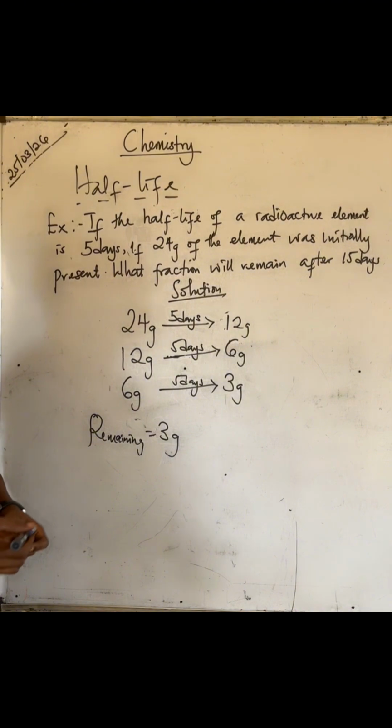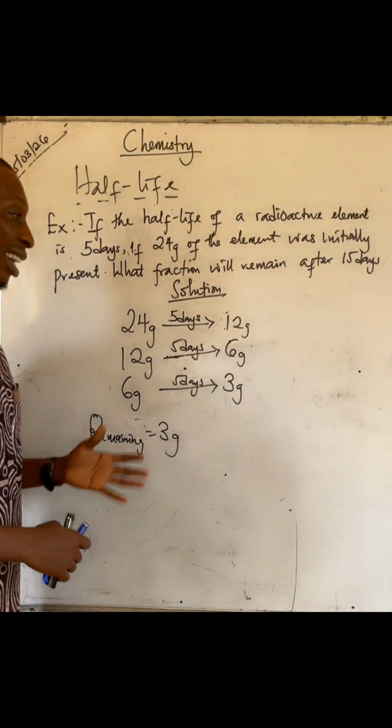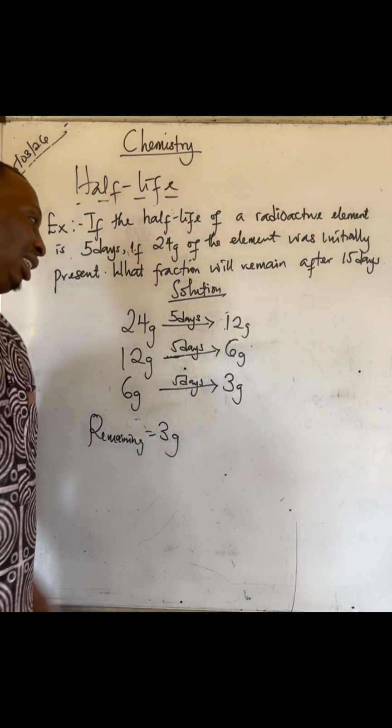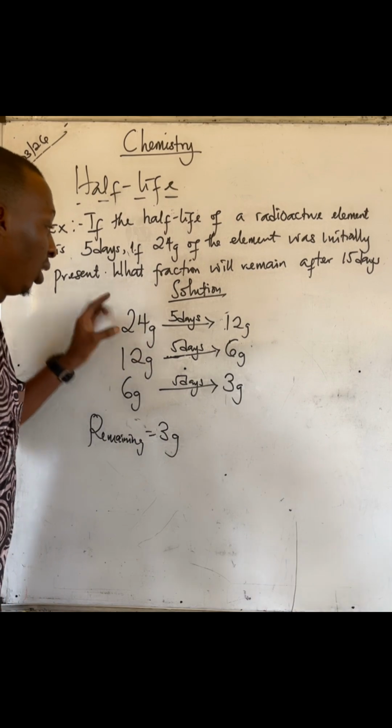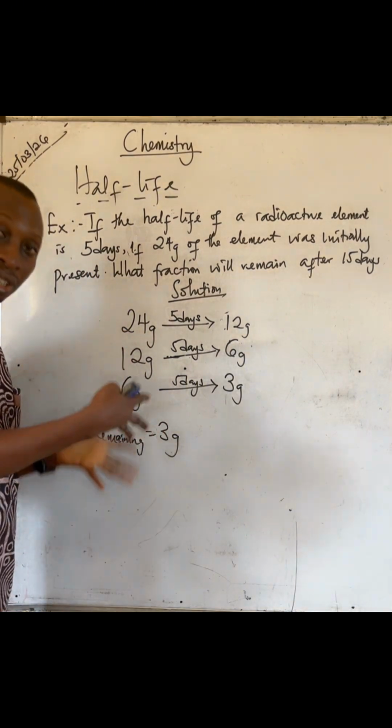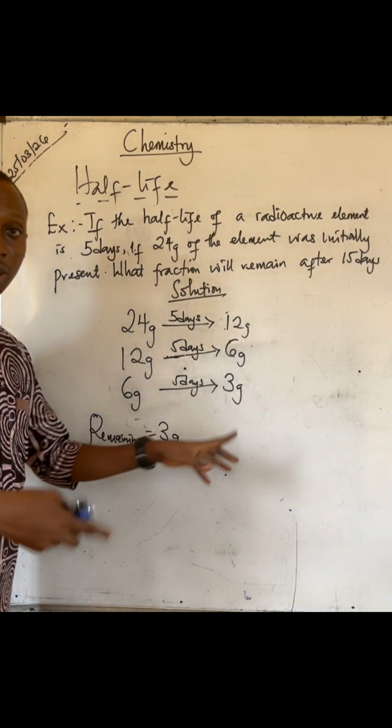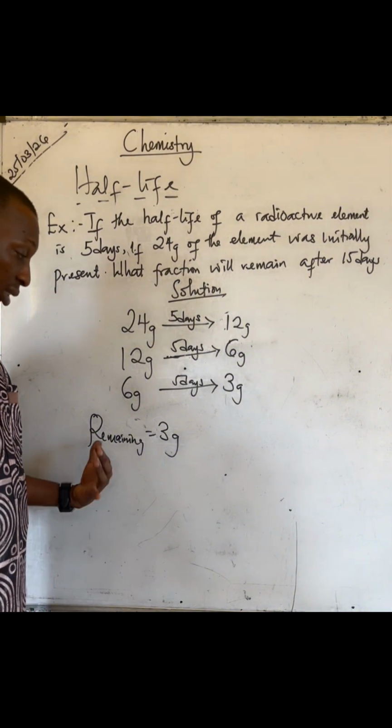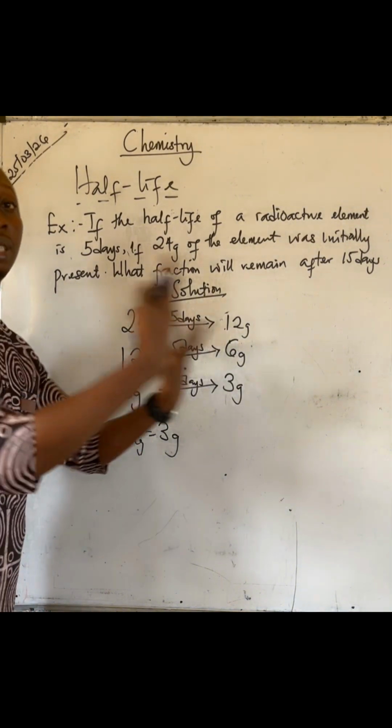If they ask you to find the fraction that has decayed, it is easy. The fraction that has decayed is the fraction that was initially present minus the one that is remaining, and then you get the fraction that has decayed.